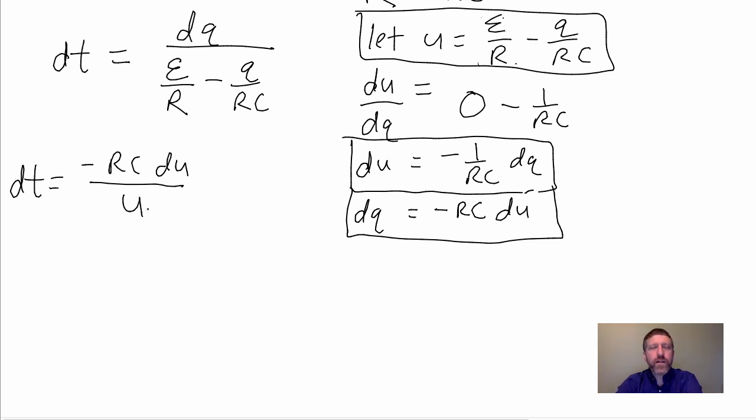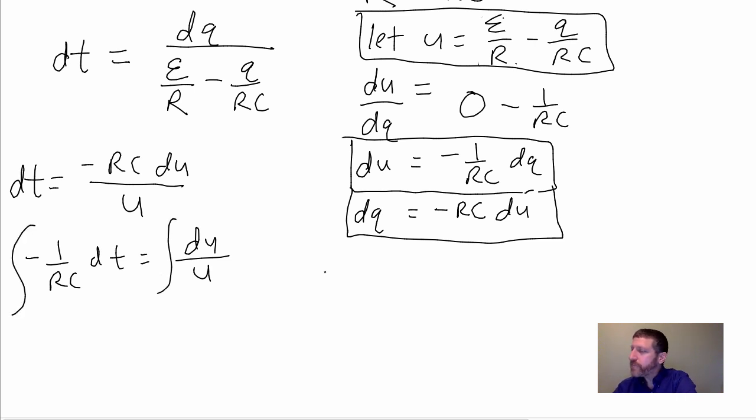Okay, now I'm really close to having du over u. Again, trying to keep the right side clean. What do I have to get rid of? I have to get rid of this rc and this negative sign. So that'll give me negative 1 over rc times dt equals du over u. Now I am ready to integrate. You're going to integrate both sides.